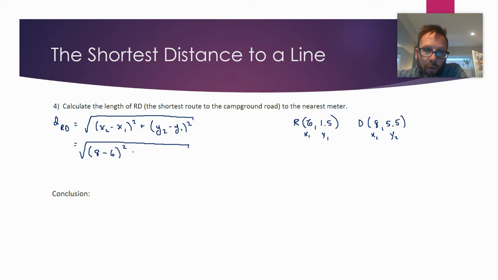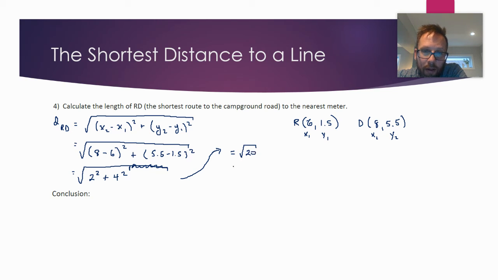So 8 minus 6 squared, and 5.5 minus 1.5 squared. This is actually working pretty good. So that's 2 squared, I'll just show a lot of work, plus 4 squared. So that's 4 plus 16. That's the root of 20, which is exact. But let's get that decimal approximation.